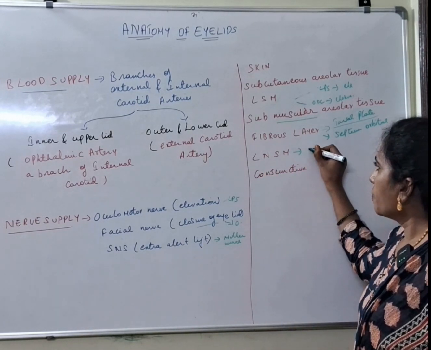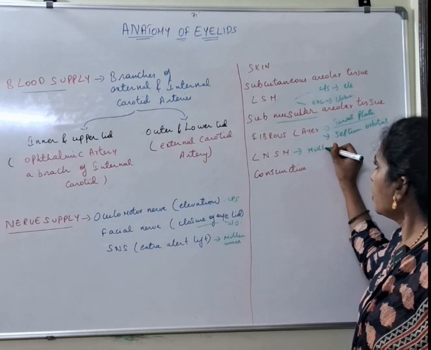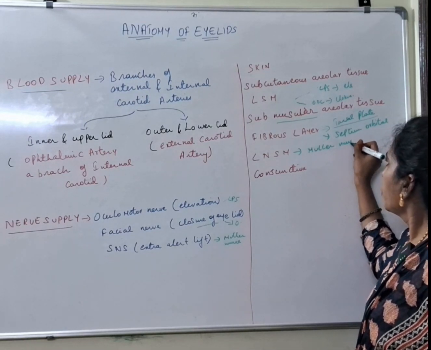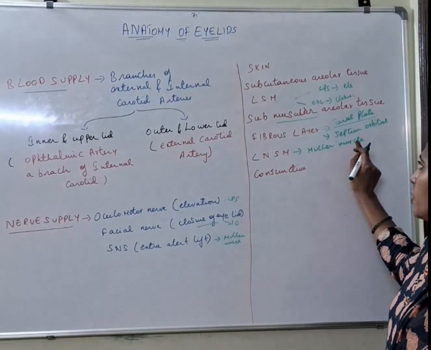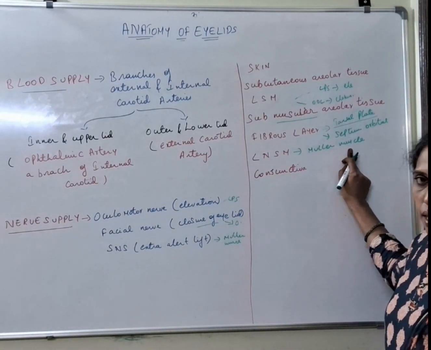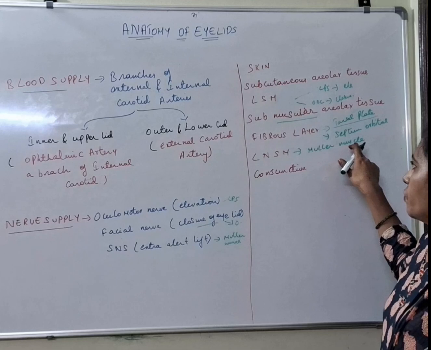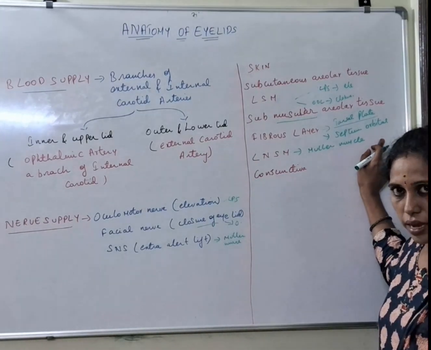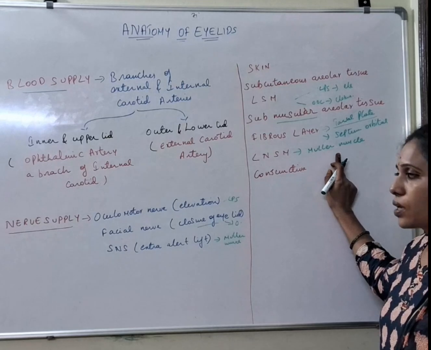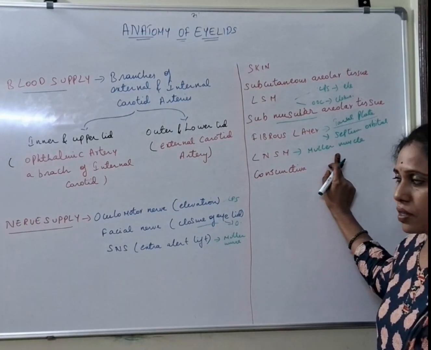It contains the muscle called Mueller muscle, which is involuntary, that is, not in our control. The main function of the Mueller muscle is that it works together with the levator palpebrae muscle, which helps in elevation of the eyelid, and it also gives strength and support to the eyelid.